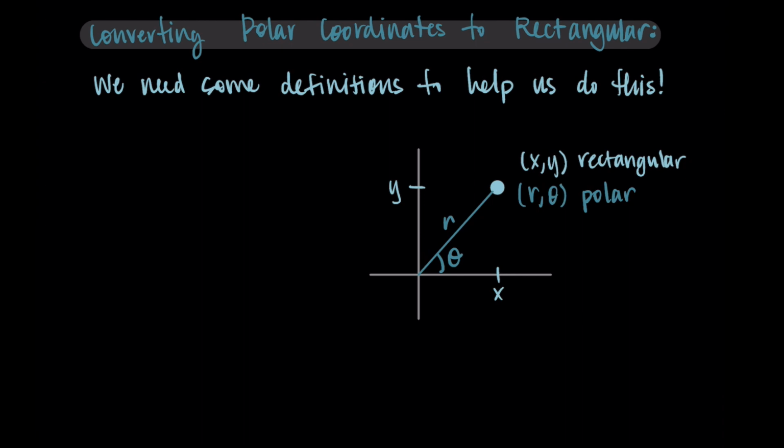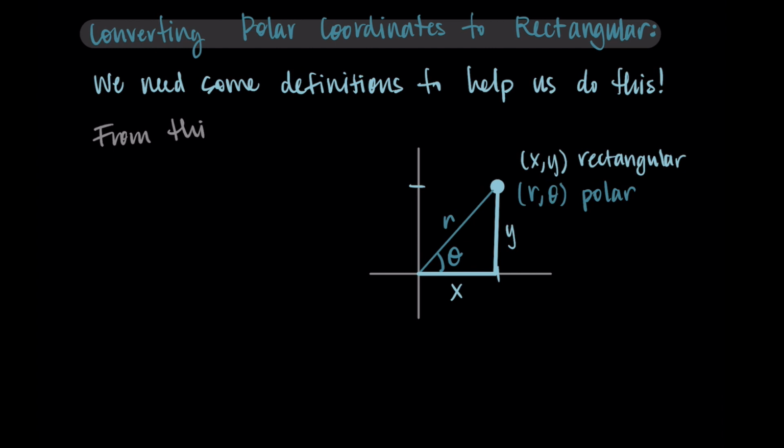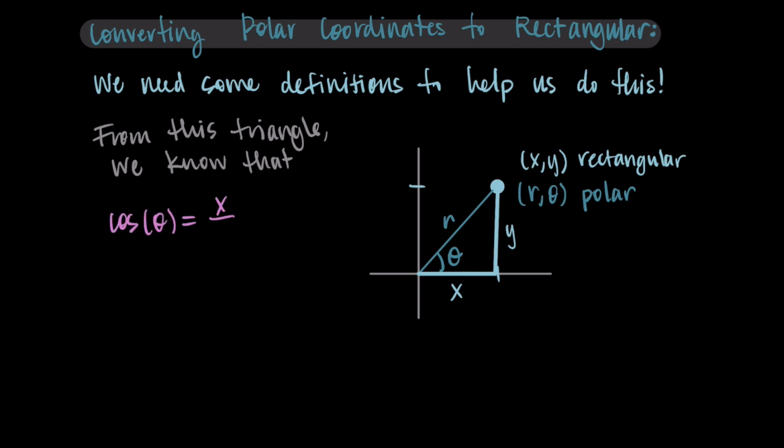So what we can do is think of this as a triangle. So instead of labeling the points on the axes as x and y, we can label the sides of the triangle as x and y. Now we have a triangle and we have trigonometric functions that we can use to give us more information. So from this triangle, we know that cosine of theta is the adjacent over hypotenuse, or x over r, and sine of theta is opposite over hypotenuse, y over r. This is actually how we define sine and cosine. We define them in terms of these ratios of side lengths.